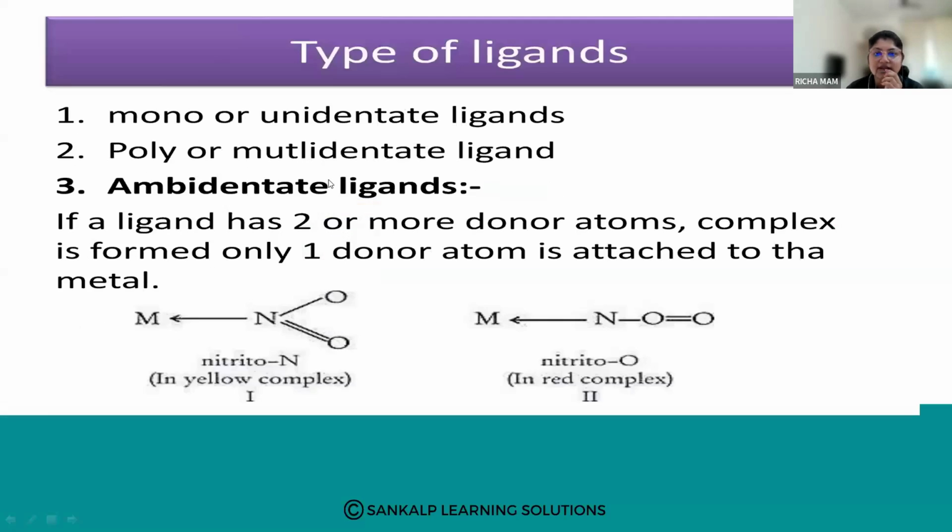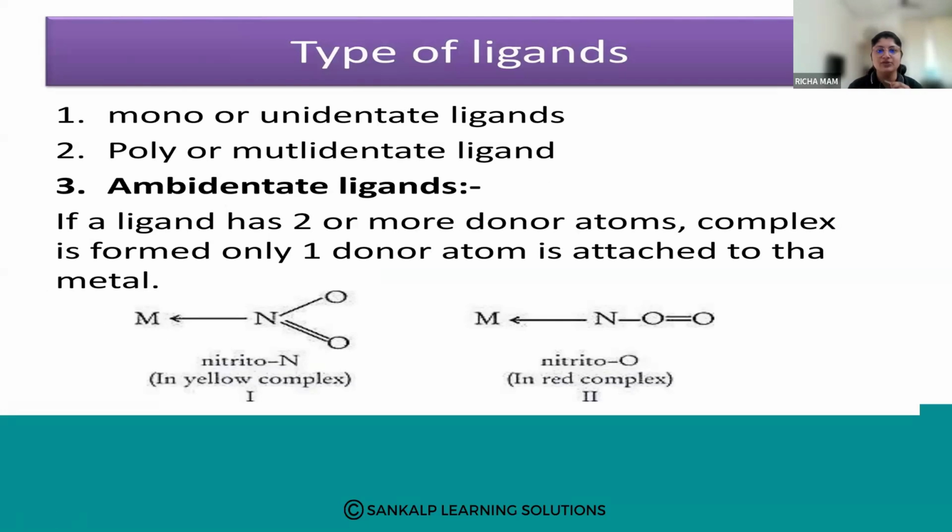Then we had started with the classification, that is, the types of ligands. First was mono or unidentate ligand. The second classification is poly or multidentate ligand. The third one is amphidentate ligand. We had seen what monodentate or unidentate is. The word itself tells you that mono or uni means one donor atom.